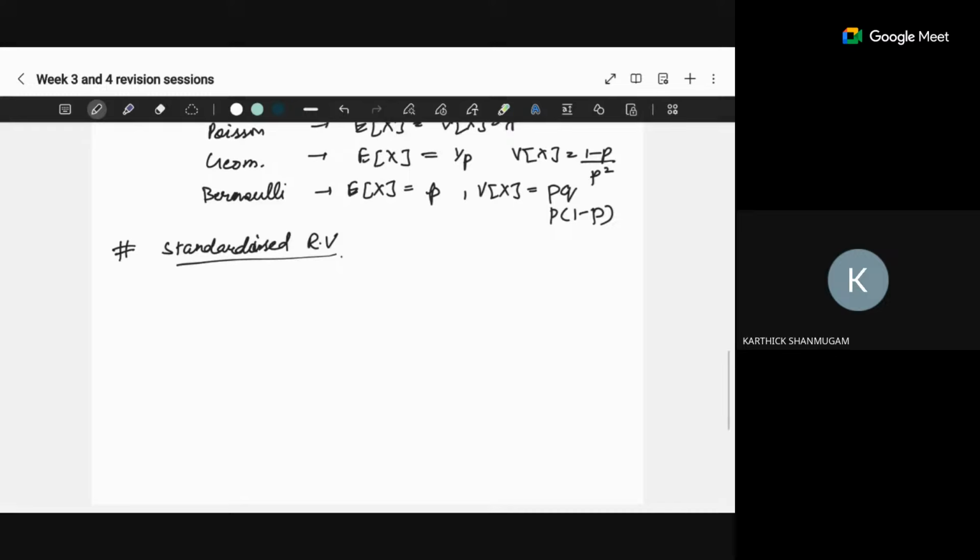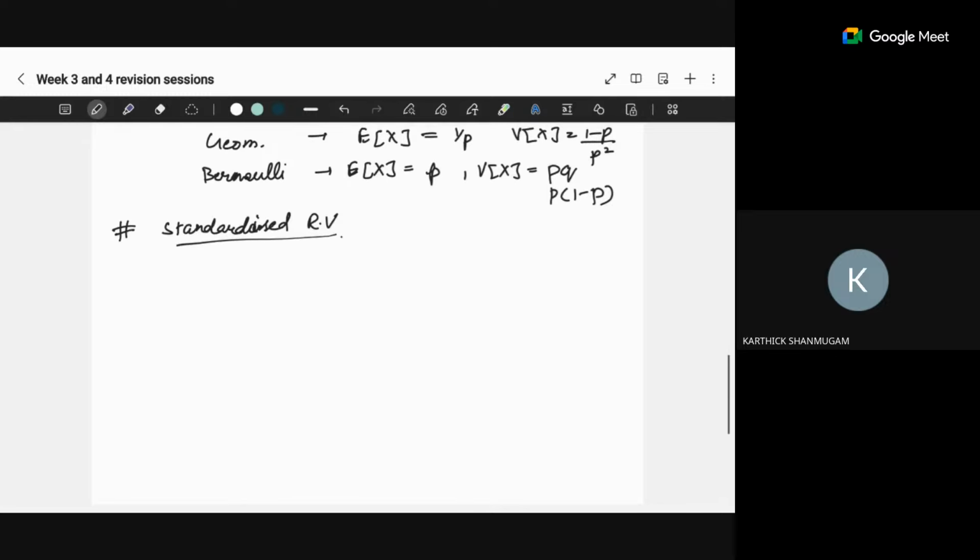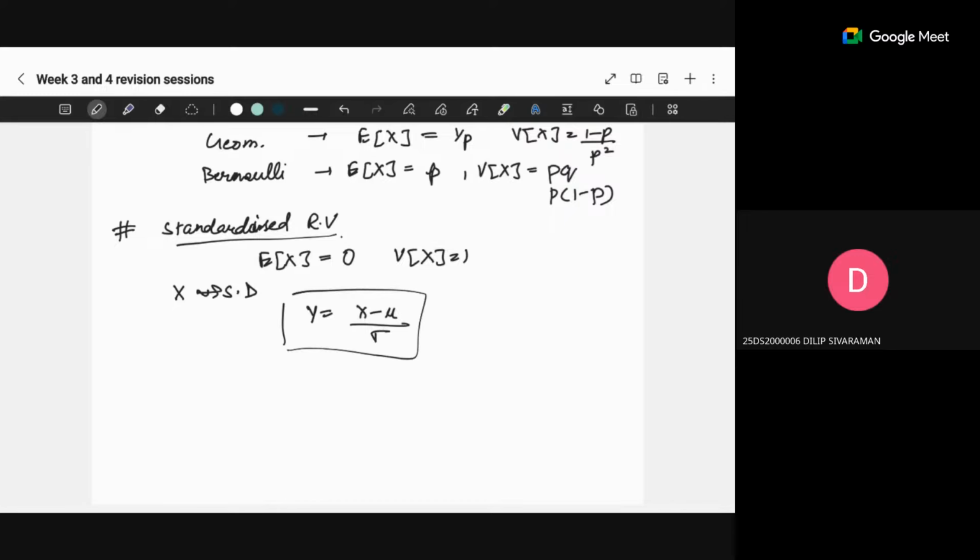Now the second thing is the standardized random variable. What is that? A standardized random variable is one where the expected value is 0 and the variance is equal to 1. If I have to convert a random variable x into a standardized one, I will subtract the mean and divide by the standard deviation, which is sigma. Fine.